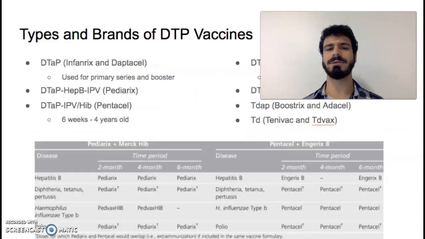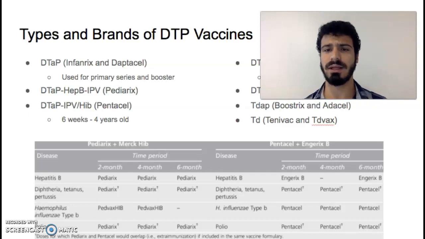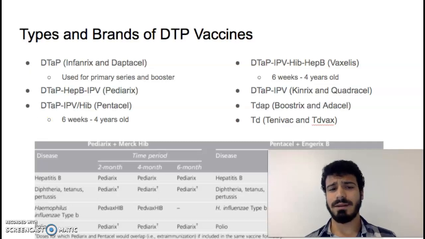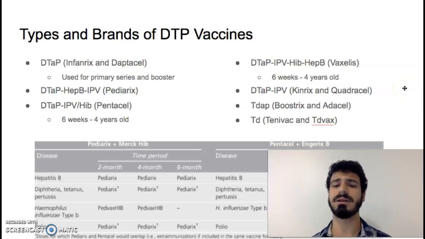So there are different types and brands of the DTP vaccines. For the DTaP, there are various different combinations. There's the regular DTaP, just those three components, and then there's the DTaP with Hep B and IPV components. Then there's the DTaP with IPV and Hib components. Then there's the DTaP with IPV, Hib, and Hep B, and then there's the DTaP with just the IPV component.